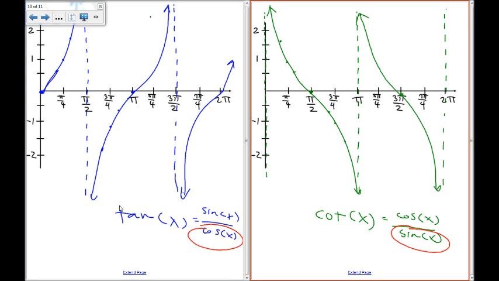So that is the end of this video about graphing the tangent of x and cotangent of x.